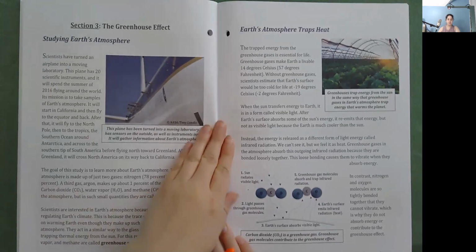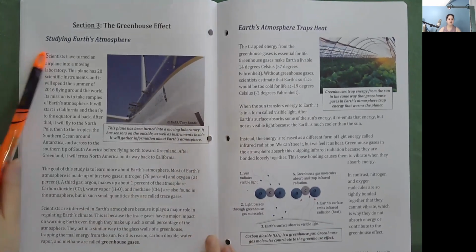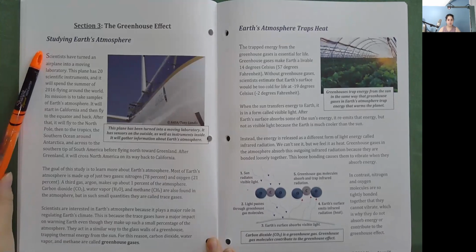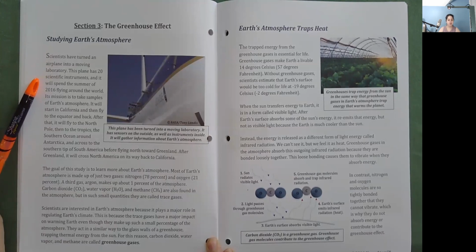Section 3, the greenhouse effect, studying Earth's atmosphere. Scientists have turned an airplane into a moving laboratory. This plane has 20 scientific instruments, and it will spend the summer of 2016 flying around the world. Its mission is to take samples of Earth's atmosphere. It will start in California and then fly to the equator and back.